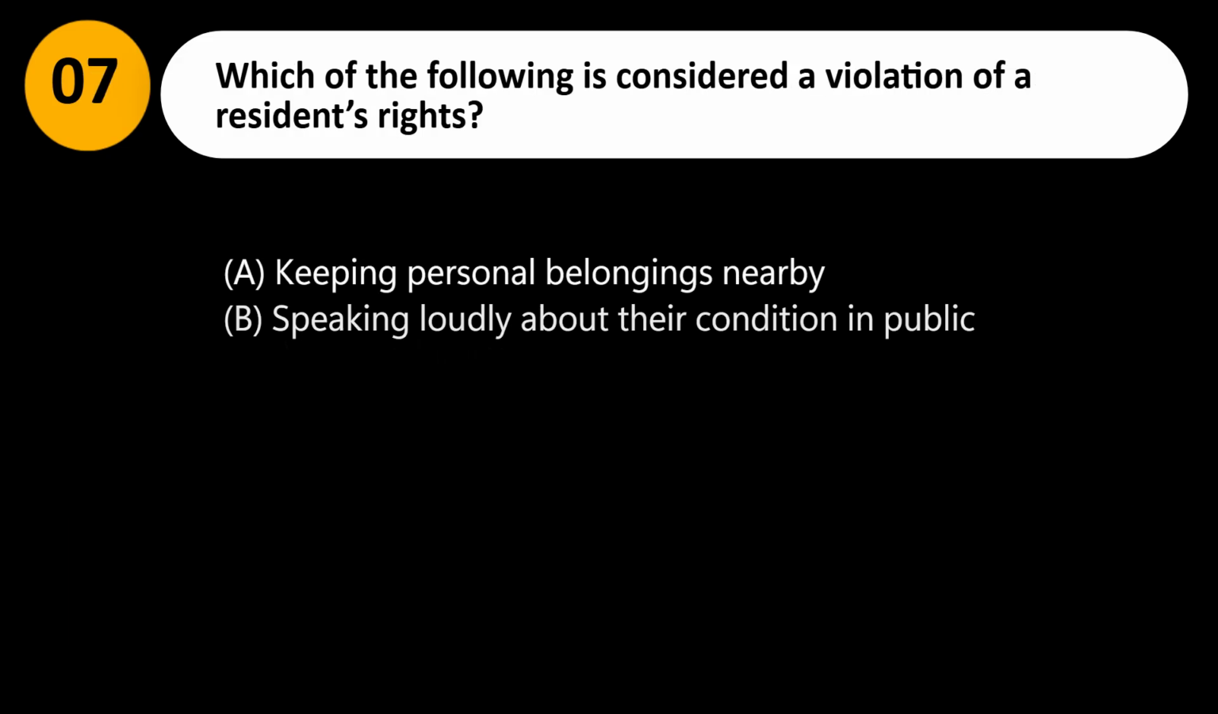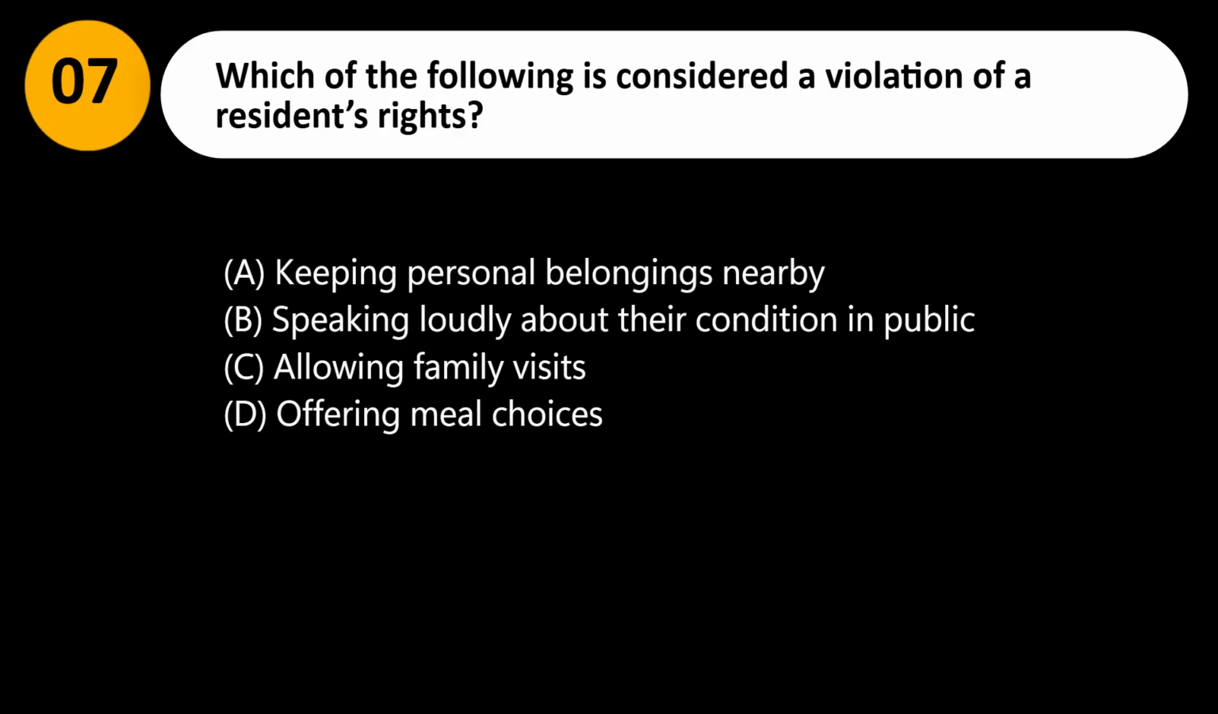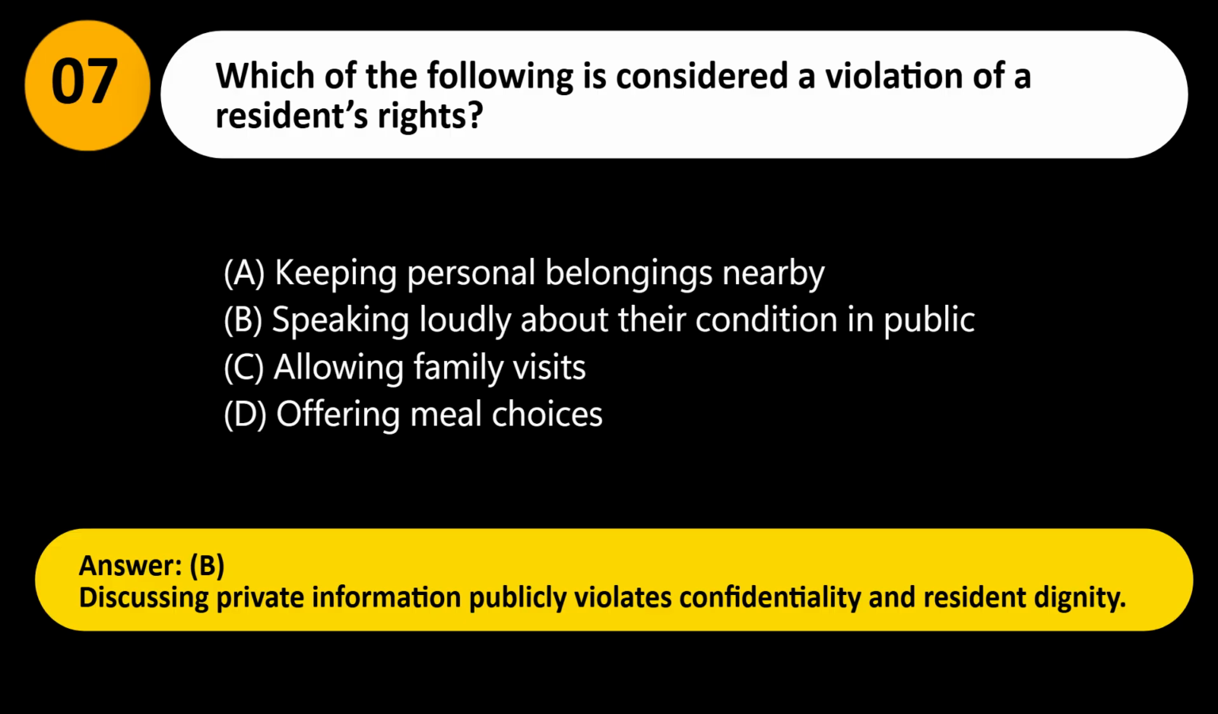Which of the following is considered a violation of a resident's rights? A. Keeping personal belongings nearby. B. Speaking loudly about their condition in public. C. Allowing family visits. D. Offering meal choices. Answer: B. Discussing private information publicly violates confidentiality and resident dignity.